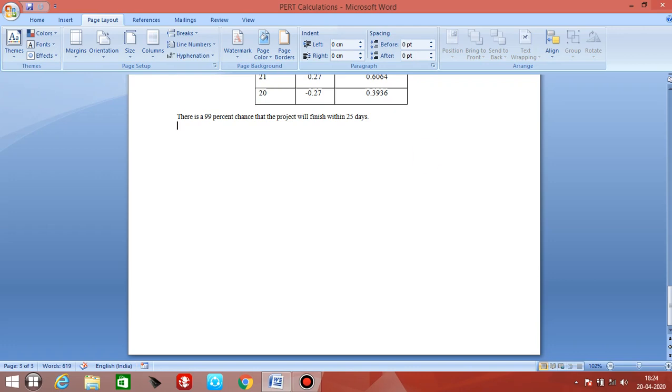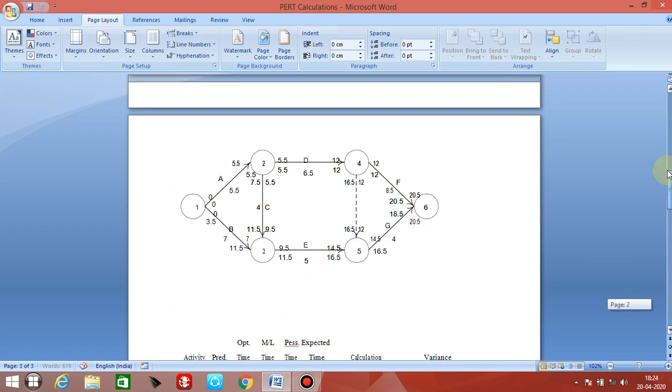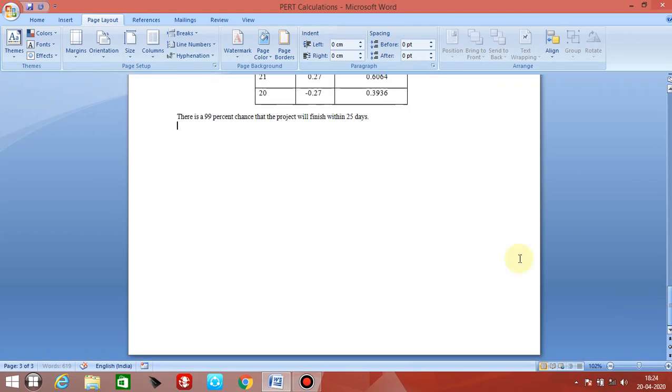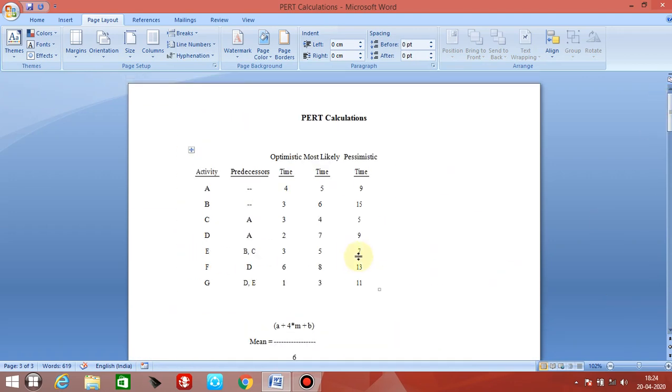So this is the complete calculation of the program evaluation review technique. So this is the end of the PERT calculation. Hope you have understood. So thank you.